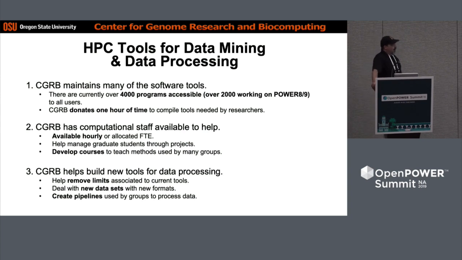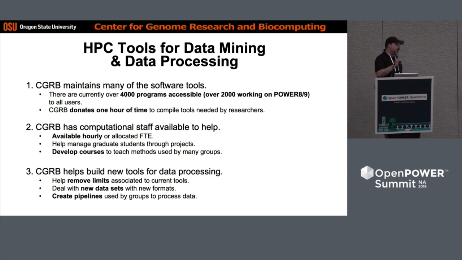CGRB has a model where we maintain a lot of the software tools for our group. There are currently actually closer to 5,000 accessible programs and tools. We spent some time porting them to the Power side, and I'll talk about that in a little bit. The CGRB donates this time to compile these tools. It really enables the infrastructure and allows people to get working.